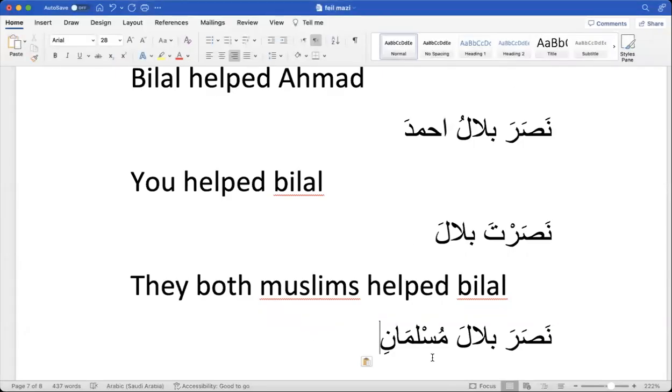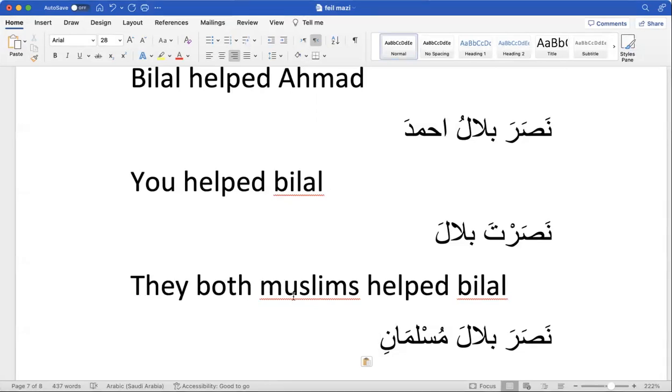Now you see here, even if I interchange the fail and maf'ul places, it did not change anything in the meaning as well as grammatical structure. As long as I'm maintaining grammatical rules properly, I can interchange words anywhere. That is the beauty of the Arabic language. You can interchange the words without changing the meaning of the sentence. But if you try to do it with an English sentence, it will be chaos.